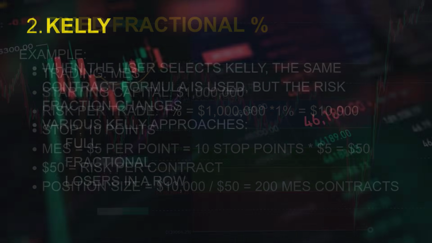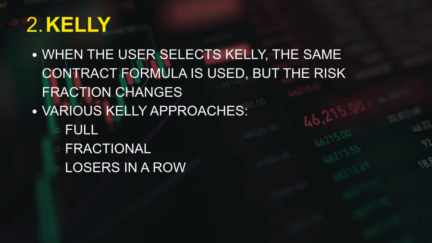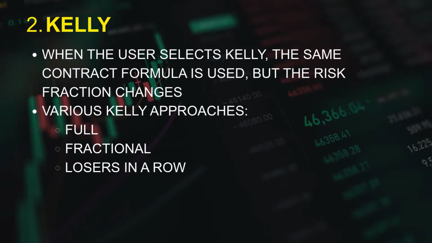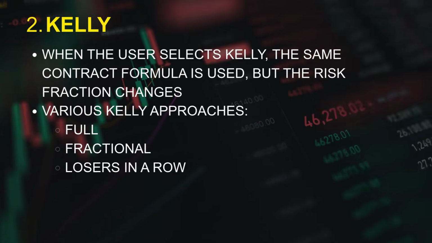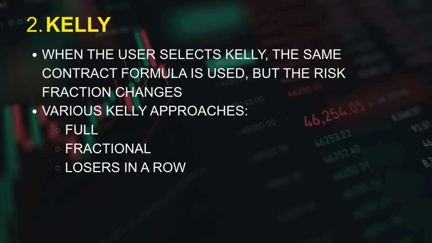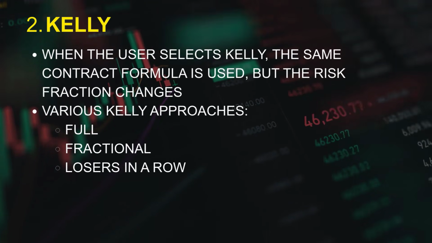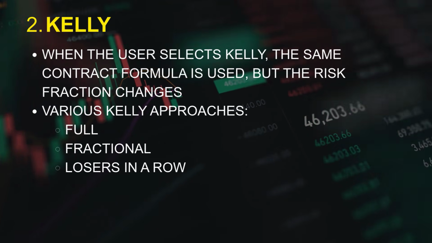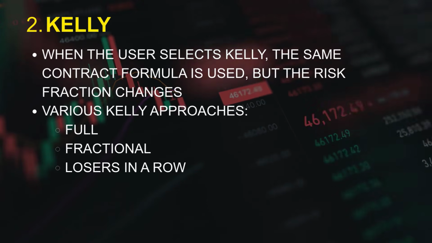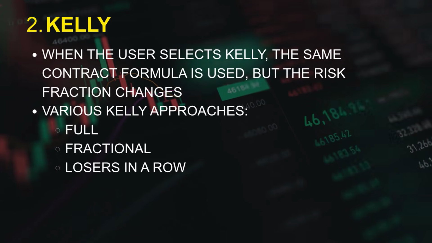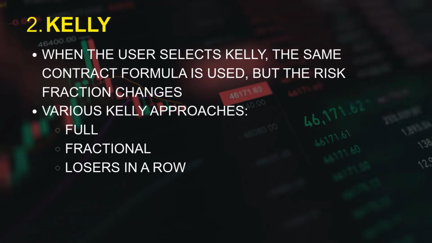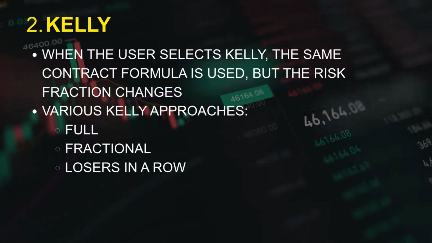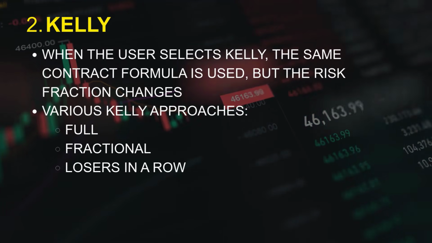Simple as that. Now, Kelly is our second method, and it's one I personally use in my trading. It allows you to scale up the winners, the home runners, a lot easier, but also helps you work out expectancy. So it's a great all-round tool, this. But we're going to look at three different ways of using it: the full, the fractional, and losers in a row. And as it says there, we don't really need to do much different for the contract formula calculation. The only bit of difference here, though, is how the risk fraction changes, and we're going to look into that formula right now.